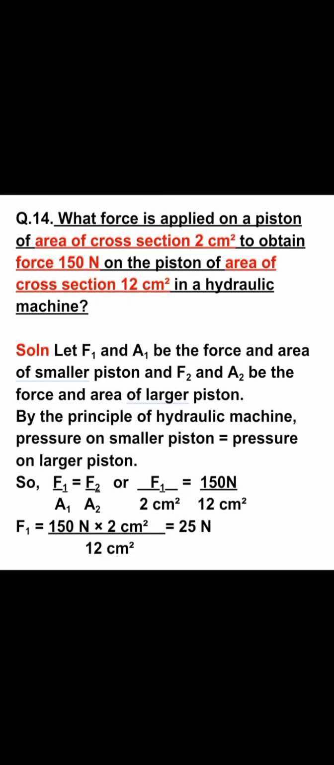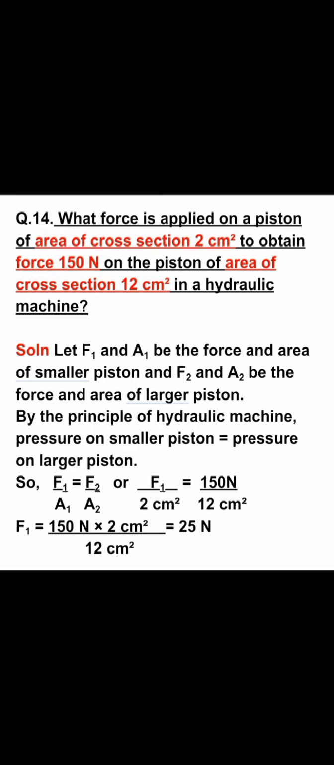Here is the last question of the exercise, question number 14. What force is applied on a piston of area of cross section 2 cm square to obtain a force of 150 Newton on the piston of area of cross section 12 cm square in a hydraulic machine?